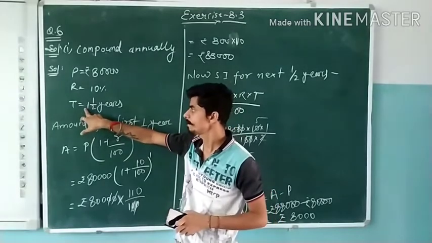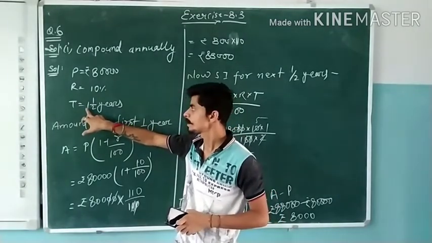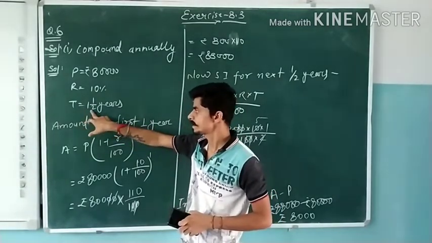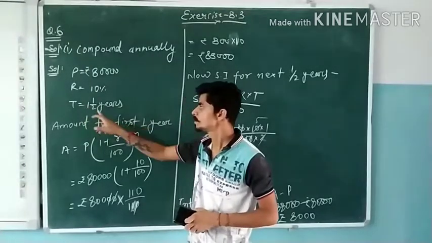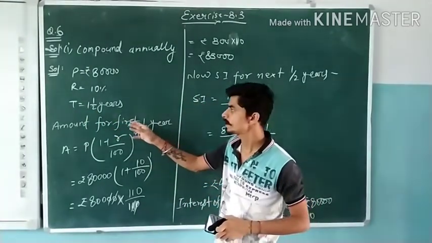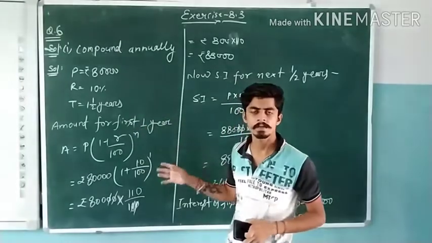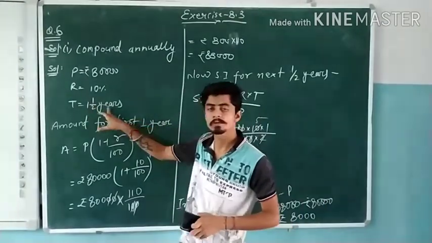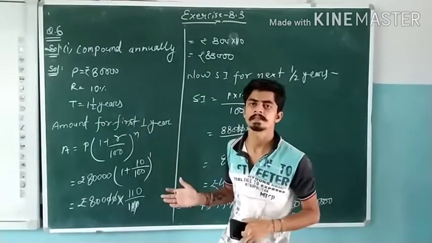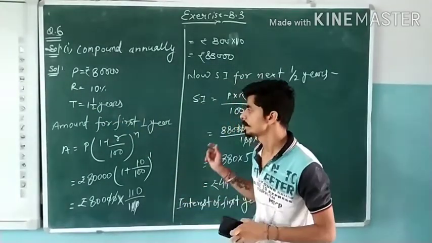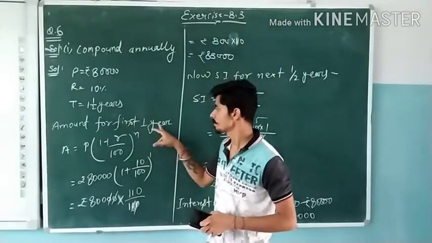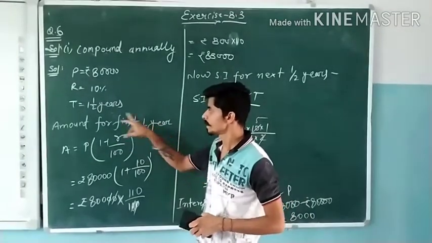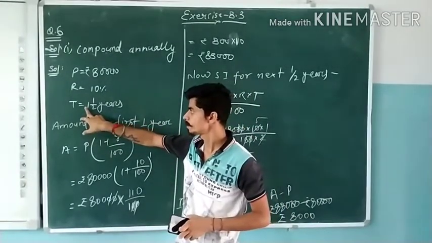So in this case, when the amount is compounded annually and the time is given in a mixed fraction, firstly we have to find the amount of the first year, or we can say the whole number, which is 1. Whatever amount we get will become the principal for the next 1/2 year, and then we have to find the simple interest. So firstly we find the amount for the first 1 year.